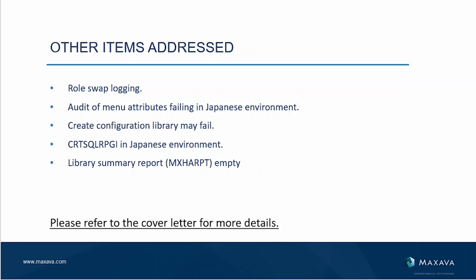Audit of menu attributes failing in a Japanese environment. To audit attributes, the display menu command is used to create a print output. For the Japanese table, this needs to be created as an IGC-DTA type. This has now been corrected.